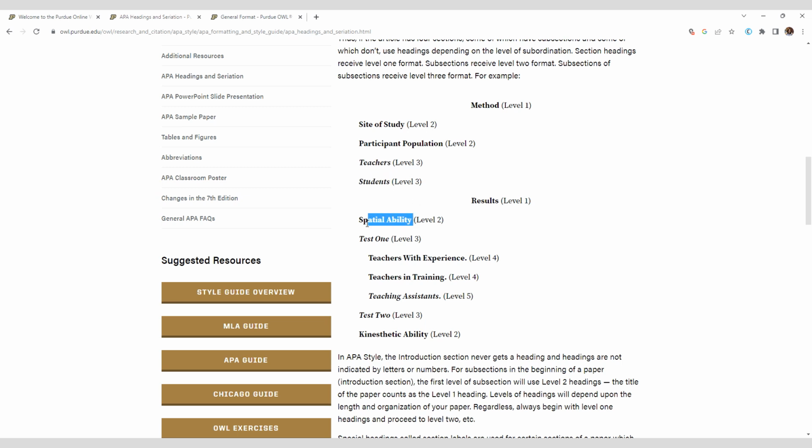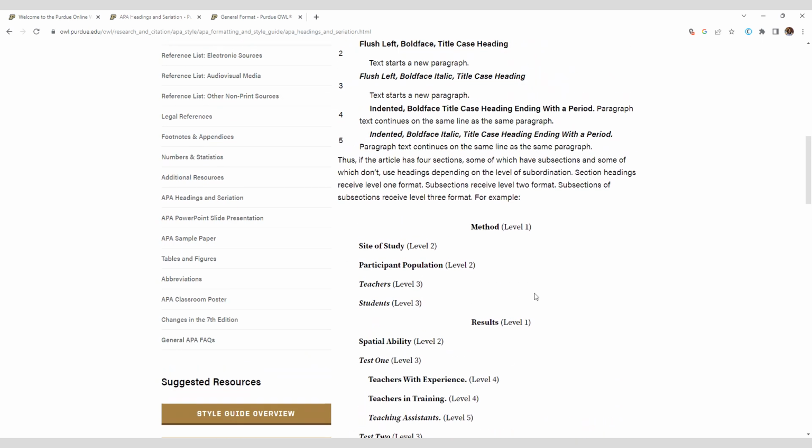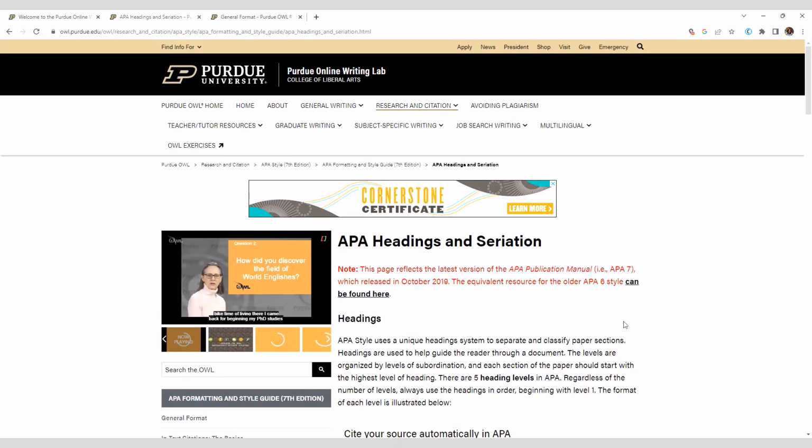We see that pattern repeated here in the next section of the paper. And here they've gone in even further with an indentation and a period at this level. Here is an example of how to do headings, and you can see this and more tips at owl.purdue.edu.